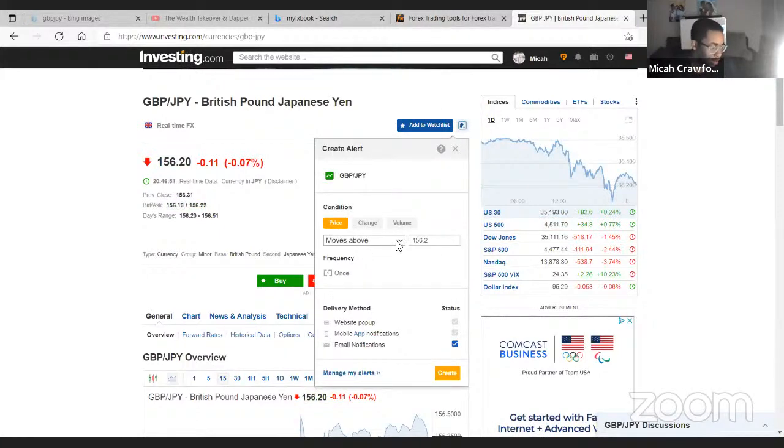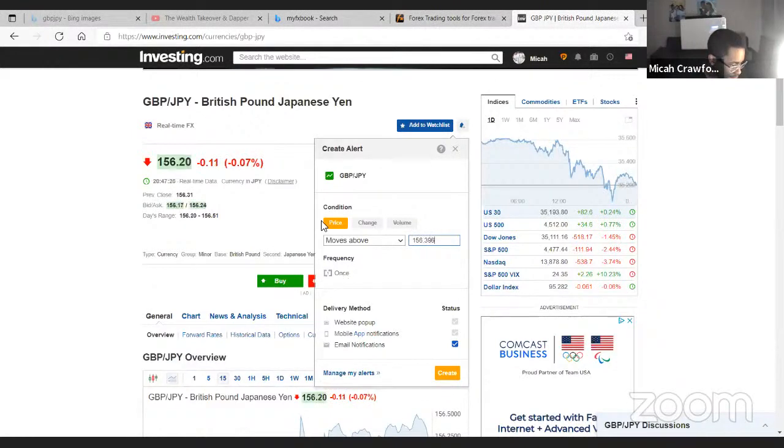Price, move above or below. I'm going to say move above. And actually, this is going to be the trade call for the night. I'm looking at a possible buy on the pound yen going into tomorrow. So we're going to set an alert at 156.396.